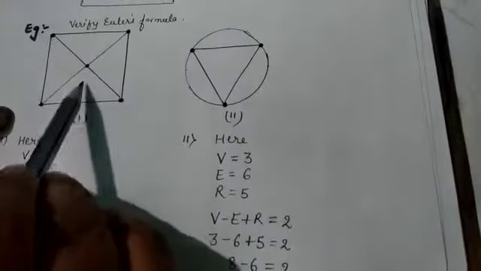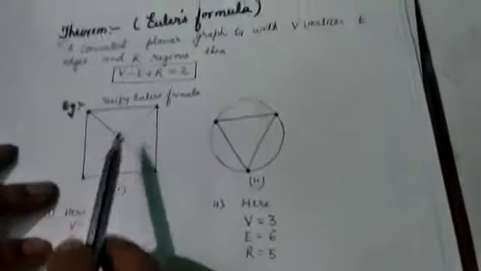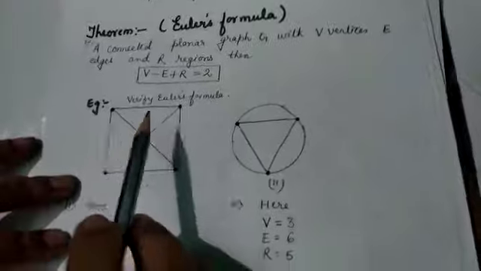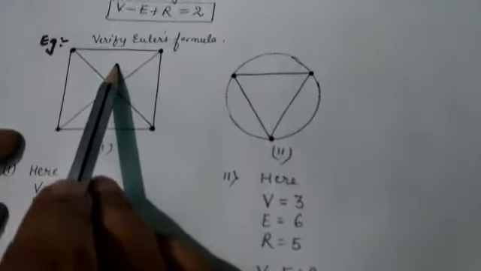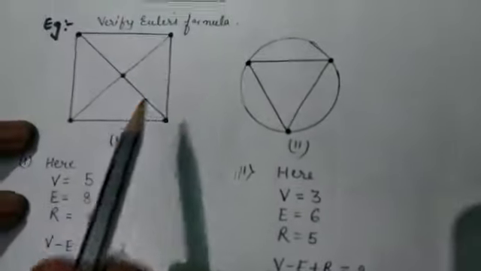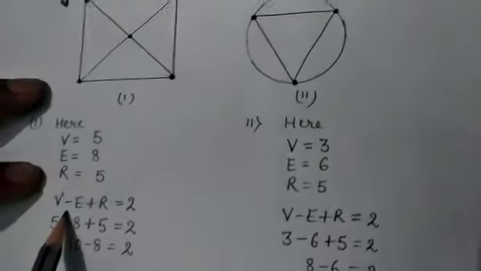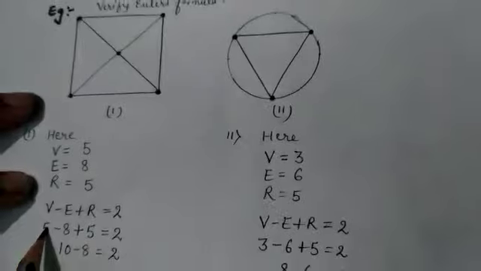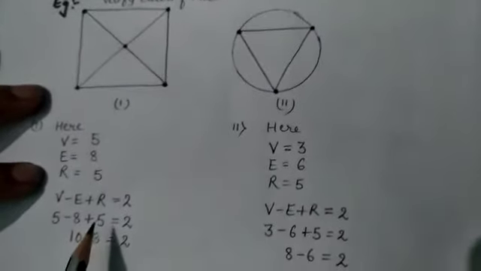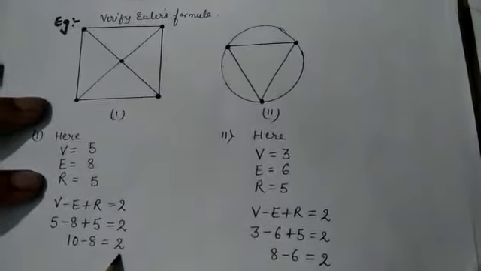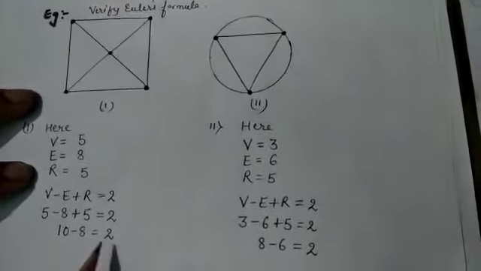Now we have to find out the regions. Regions are finite regions plus the infinite region. So here we have 1, 2, 3, 4 and 5. So the number of regions is 5. Let us put the values in Euler's formula: 5 minus 8 plus 5, that is 10 minus 8, which is equal to 2. So Euler's formula is verified for this graph.